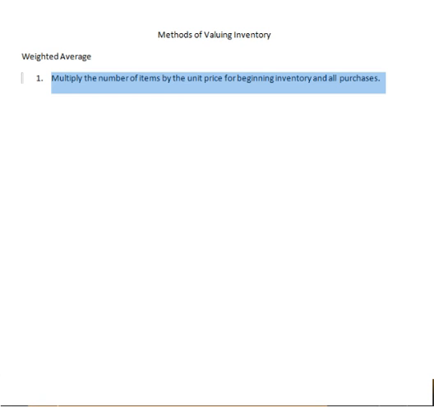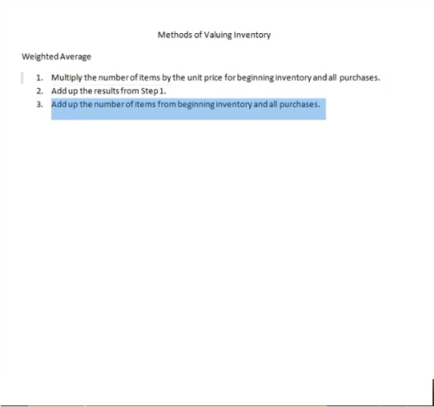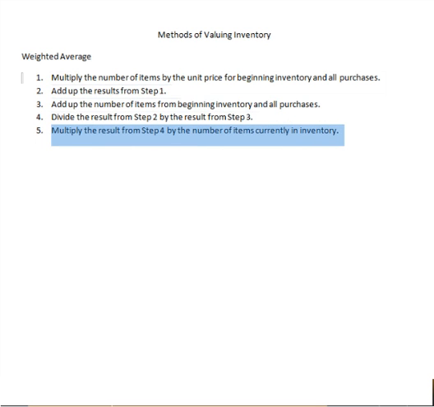For weighted average, the first thing you do is you multiply the number of items by the unit price for beginning inventory and all purchases. And you add up all of those. And then you want to add up the number of items for beginning inventory and all purchases. And then divide the result you have from step 2 by step 3. What that does is it gives you an average price for each of the items. And then you take that and multiply by the number of items currently in inventory to give you a total value of what's in inventory.